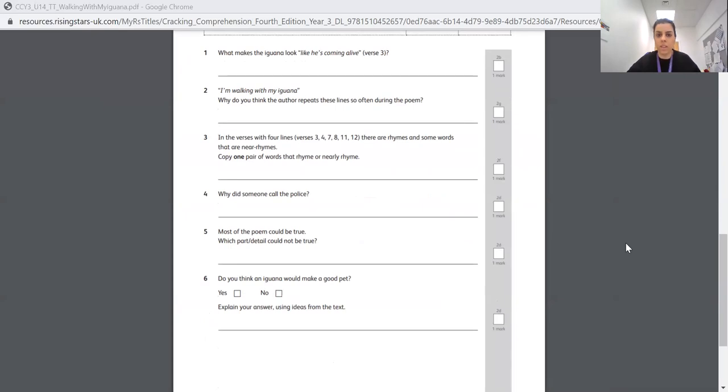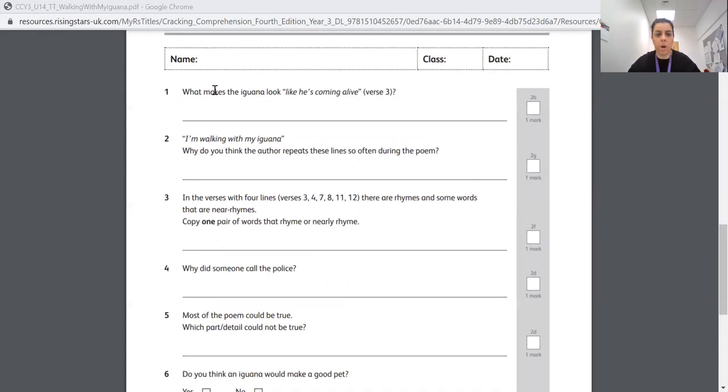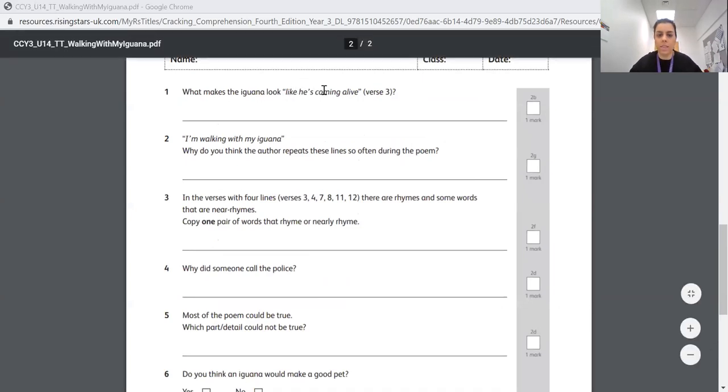Okay, so I'm going to read the questions to you first, just in case there's any that are a bit tricky, and then we're going to go through them together. The first question, zoom in a little bit, says, what makes the iguana look like he's coming alive? And it says you'll find the answer in verse 3. So we'll come on to that in a moment. Question 2: I'm walking with my iguana, and it's in quotation marks, so that means that's a quote from the poem. Why do you think the author repeats these lines so often during the poem?